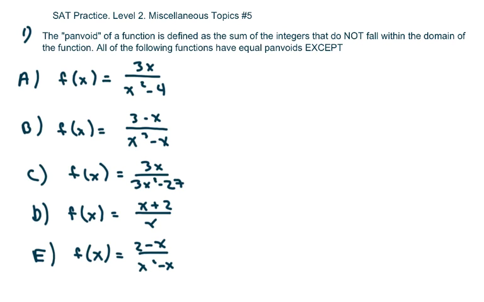Hi everyone, we're doing SAT practice level 2, miscellaneous topics, set 5. It says the pan void of a function is defined as the sum of the integers that do not fall within the domain of the function. So all the following functions have the same or equal pan voids except what? So what we're going to do is just go through here and look at the integers that do not fall within the domain of the function.